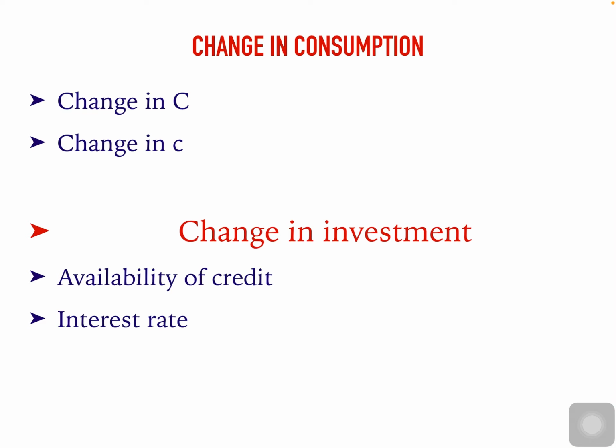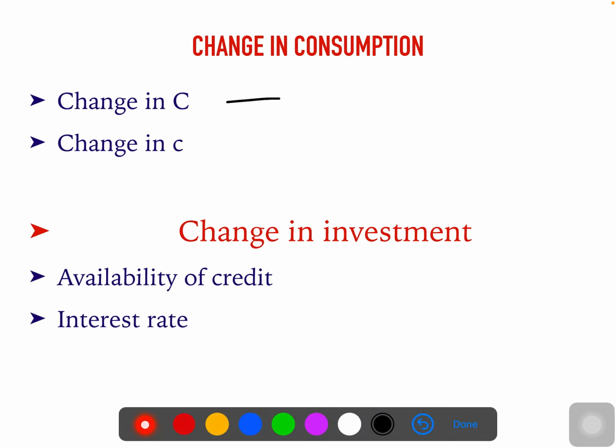Let's talk about consumption. How can consumption be changed? Consumption can be changed because of a change in C. It's a capital C, so that means it is an autonomous change, autonomous consumption. Change in C bar talks about autonomous consumption, the consumption which is not dependent on income. Change in c, but this time a smaller c, means induced consumption, the consumption which is completely dependent on income. Because of that also consumption will change.